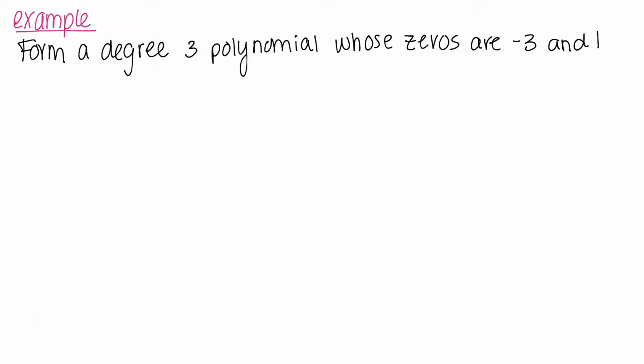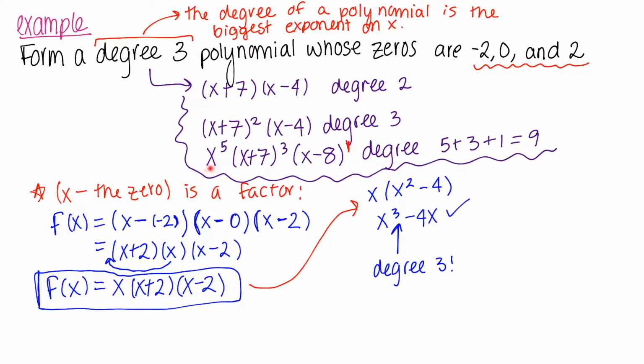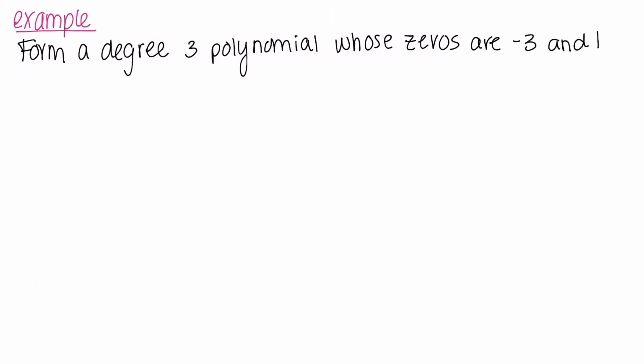Let's go ahead and do another one. Here we're told to form a degree 3 polynomial whose zeros are negative 3 and 1. Same idea as before, we do want to do the x minus the 0 when we set up our polynomial. And we have two zeros. We have negative 3, so that would be x plus 3, right? Because it's the opposite of what we see. So if it's a negative, it's a positive in the factoring.